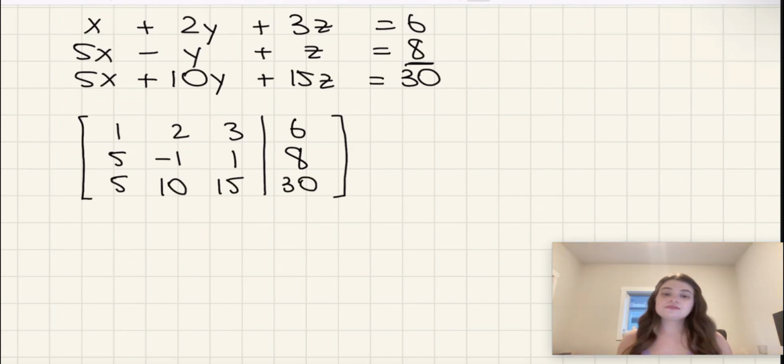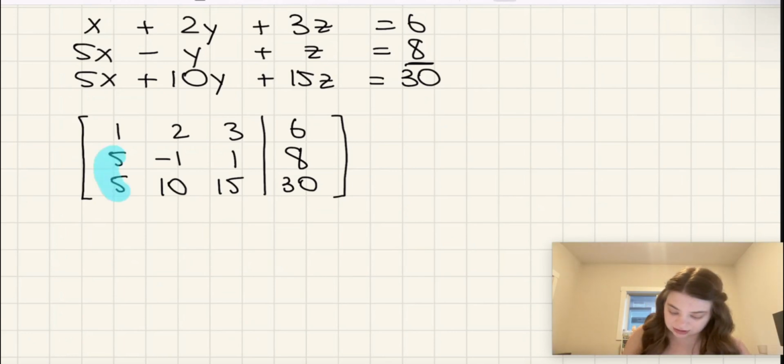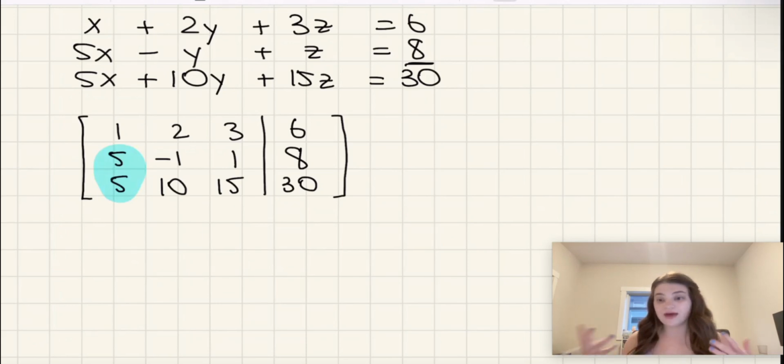Okay, so basically what we need to do here is solve the matrix. And so what we're going to do first is figure out how to make these two numbers here that are below the 1, we want to make these two numbers into 0. And we need to use operations that are valid for matrices.